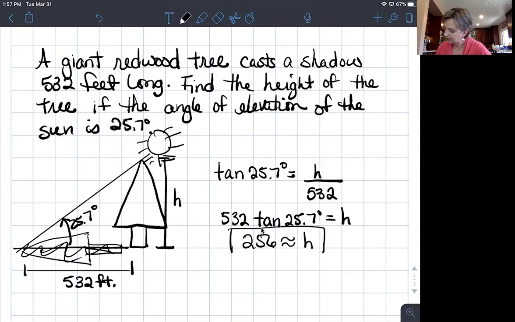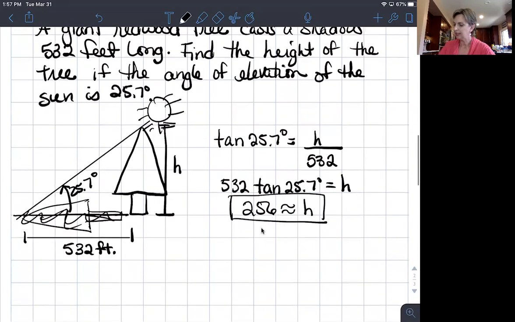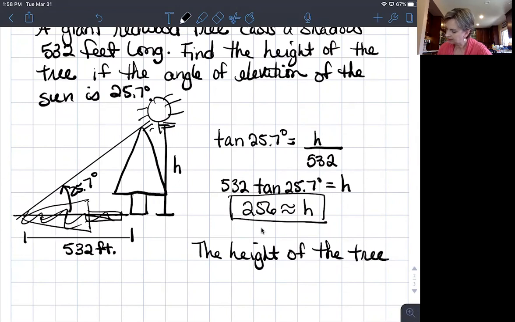And that is the height of your tree. You know, this is an application problem. So the best way to wrap up your answer is to actually explain it. So the height of the tree is approximately 256 feet.